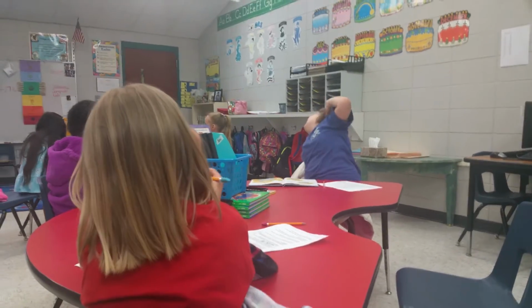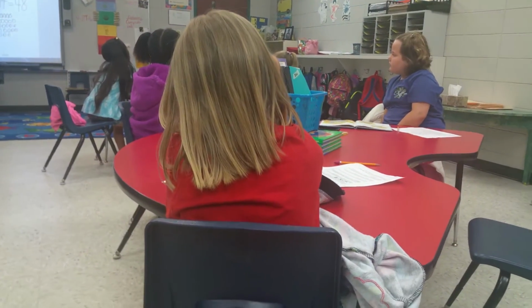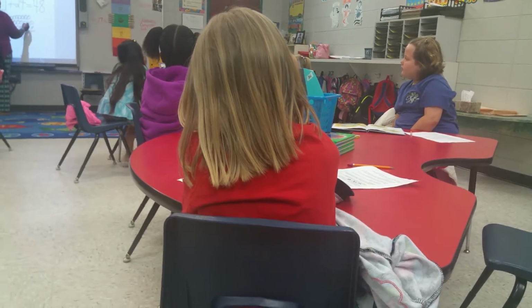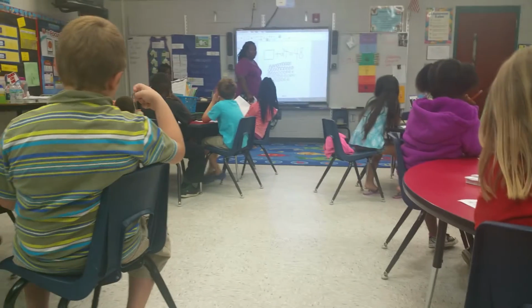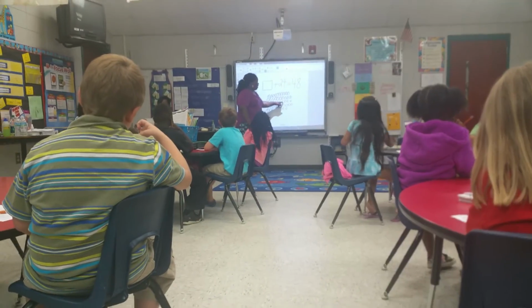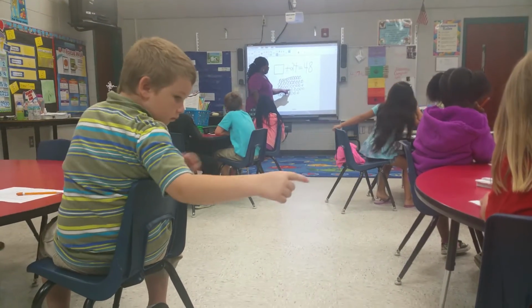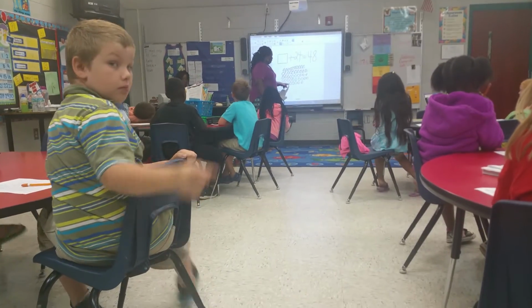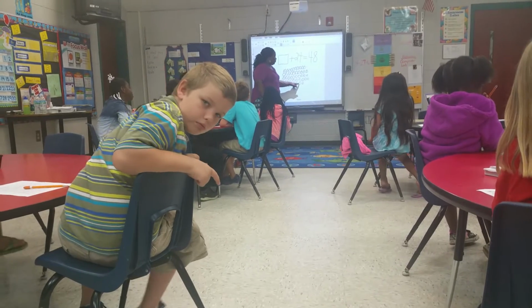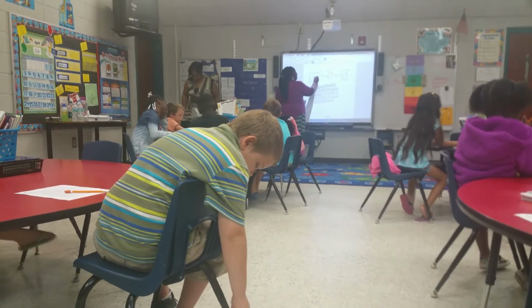1, 2, 3, 4, 5, 6, 7, 8, 9, 10, 11, 12, 13, 14, 15, 16, 17, 18, 19, 20, 21, 22, 23, 24. So we marked off 24. Now let's count the ones that we didn't mark off. You ready? 1, 2, 3, up to 24. So what do you think, Rosa? 24.